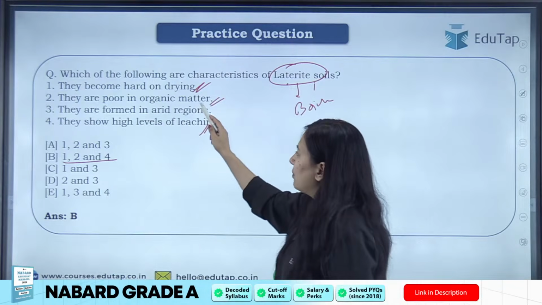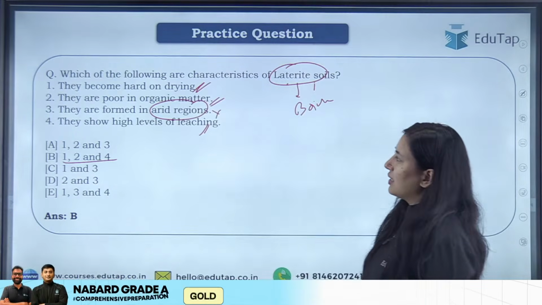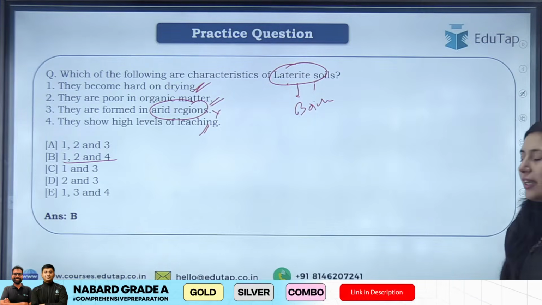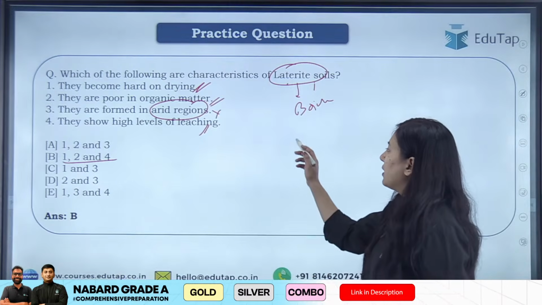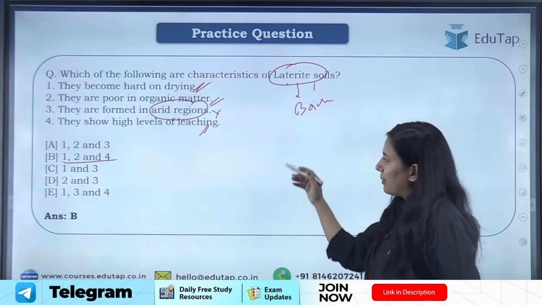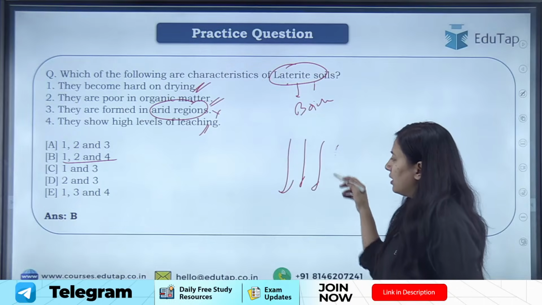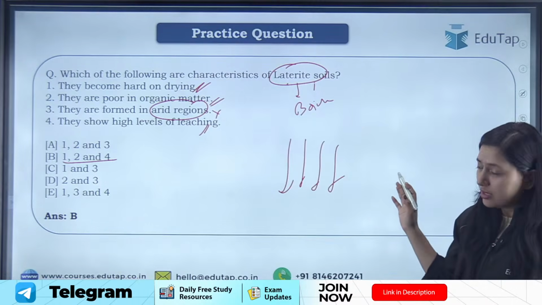But they are formed in arid region, so that is incorrect. ठीक है, that is incorrect. They are found in area where there is high rainfall, because all the soil mineral and organic matter get leached down from this kind of soil.